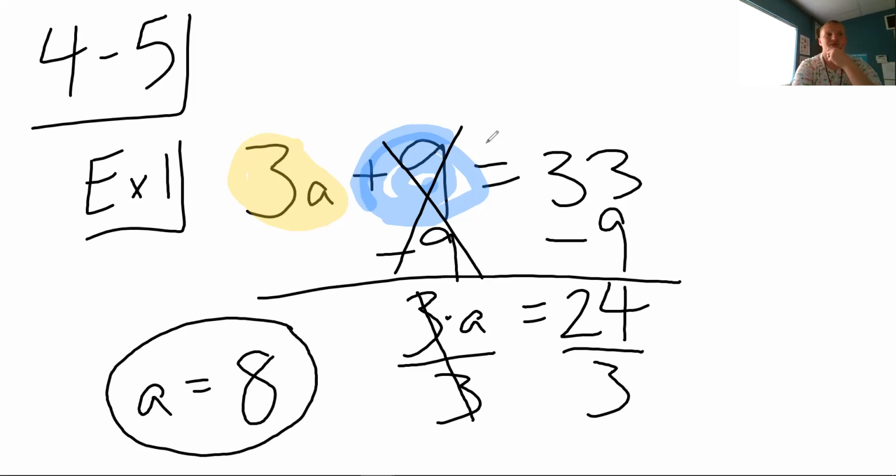So a equals 8. And one way you could actually check yourself is you just plug in what you've solved for into the equation. So 8 times 3 would be 24. Add 9, that's going to be 33. So 33 equals 33. That means we got the right answer. So that's how you check yourself if you weren't feeling too confident in your answer, or if you just want to make sure you get every single problem right. Okay, so that's example 1. So example 2.